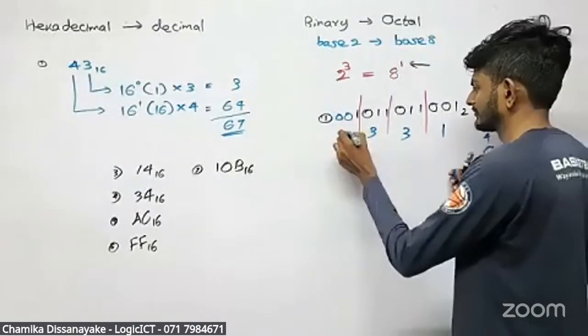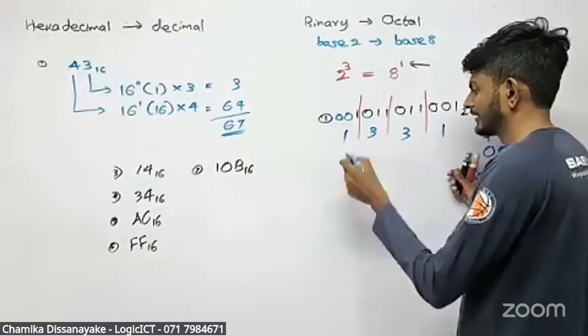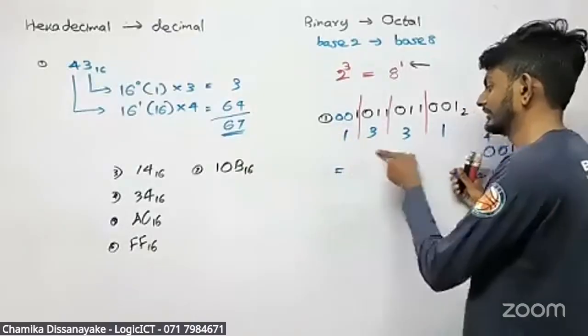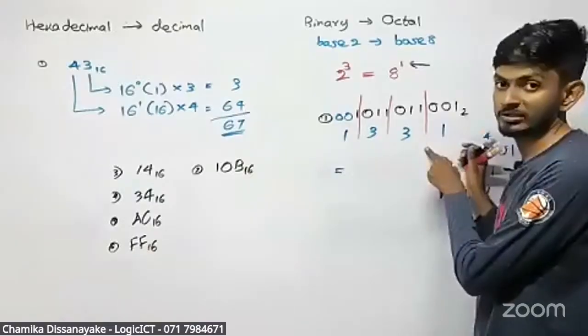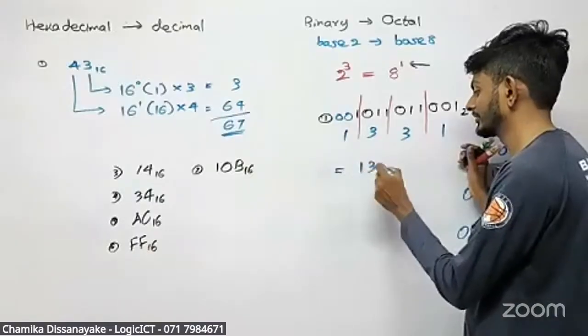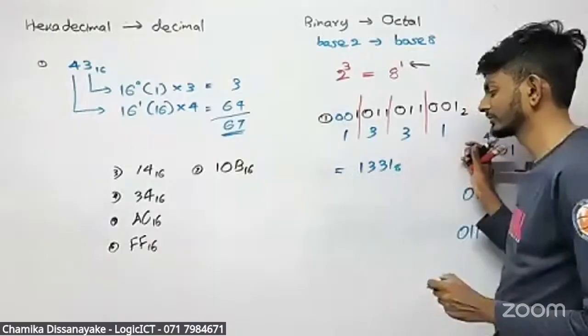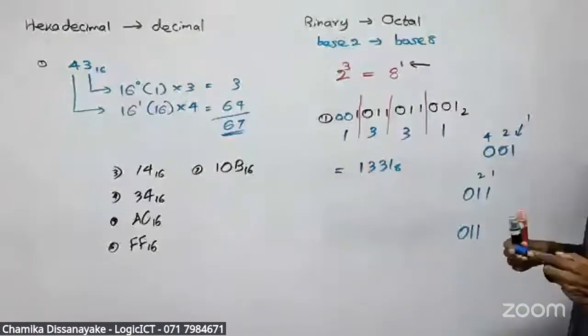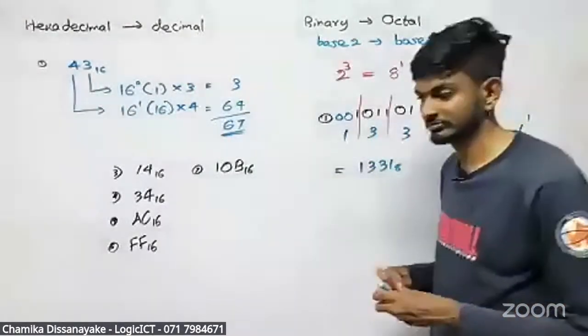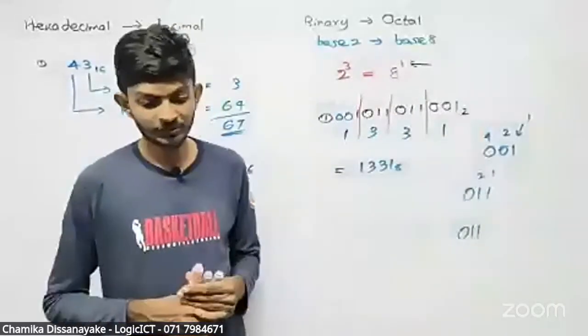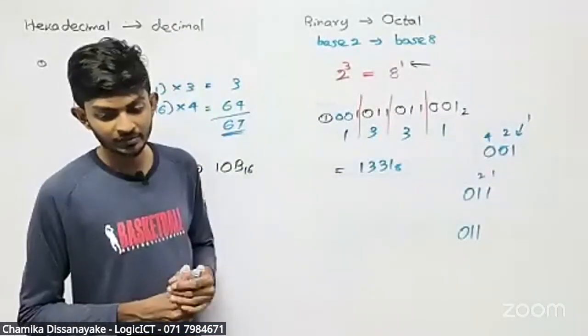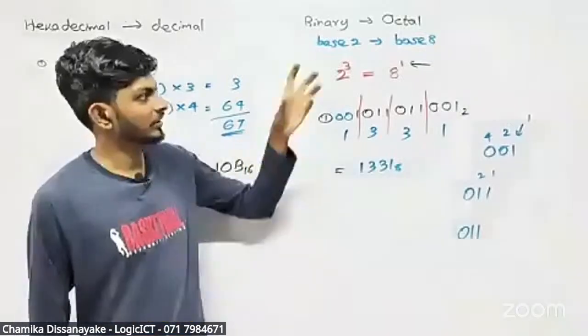Okay, so as the last step, we can write this as one octal number: 1, 3, 3, 1 is the octal number form. This is the conversion of binary to octal. Did you guys understand? Is this okay? You just have to get the idea.